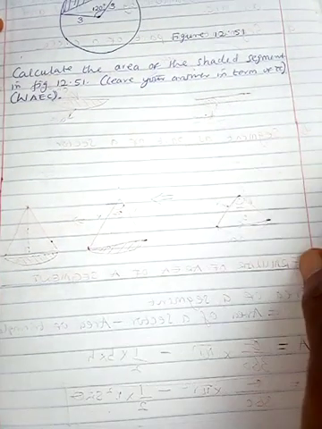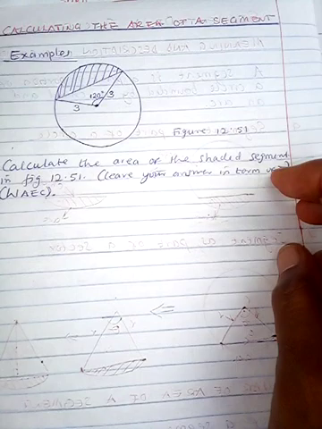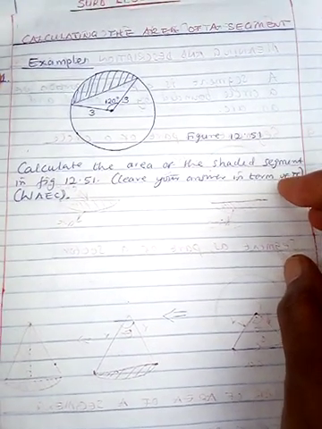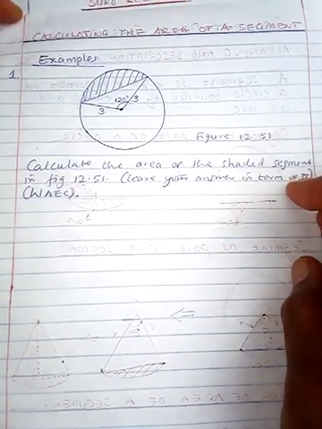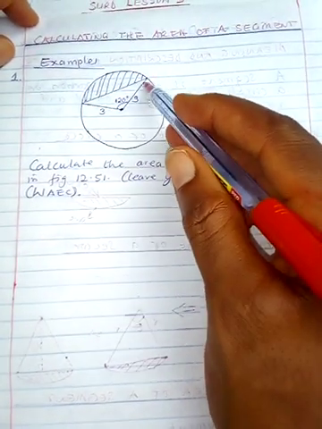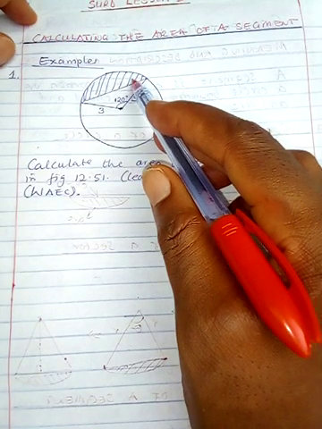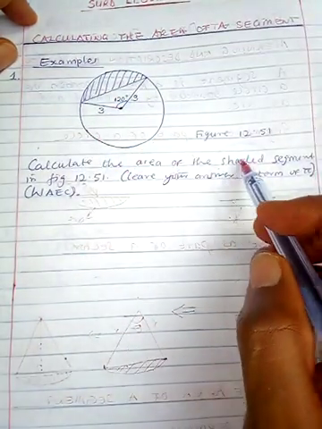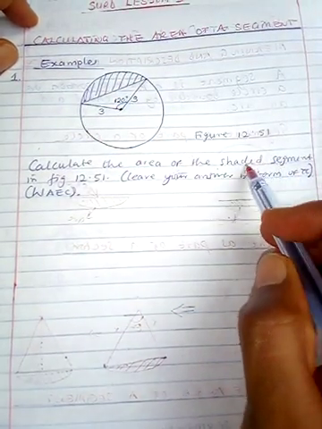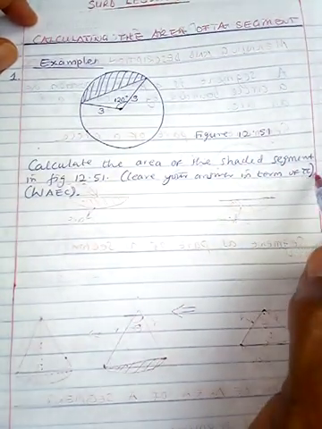And then here is the problem we are dealing with. It says calculating the area of a segment. How to calculate area of a segment of a circle? Here we have this shape here. This is our radius, and then the shaded part here is what is called the segment. Now they say calculate the area of the shaded segment in Fig 12.51. Leave your answer in terms of pi.